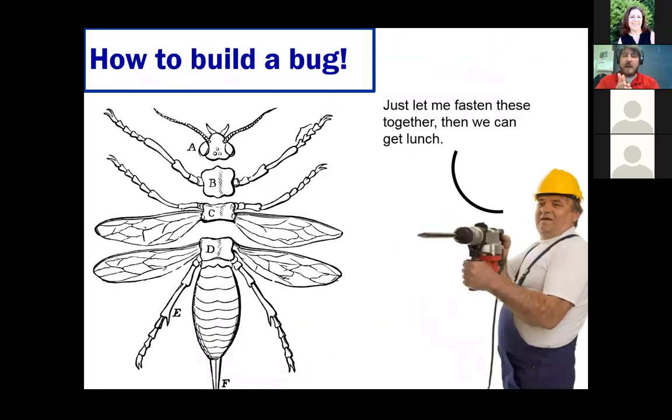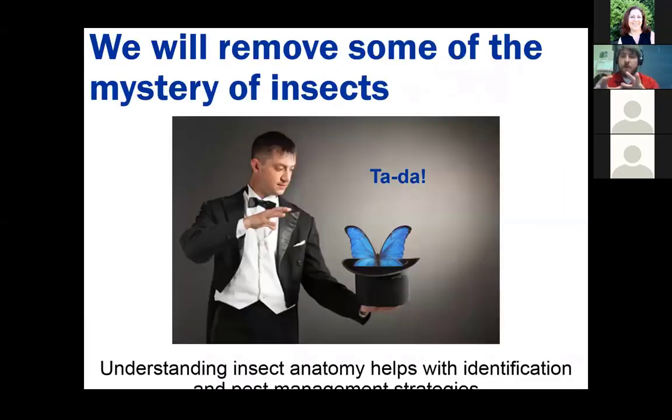What I want to discuss now is how to build a bug, how to put their bodies together, and how understanding this will help to remove some of the mystery that surrounds insects. If you understand this anatomy, you will understand identification a little bit better, and you'll also be able to formulate better pest management strategies. One, because you'll know what you're dealing with, and two, because you'll be able to understand how they create the damage that they create.